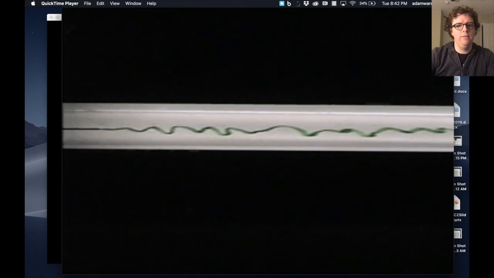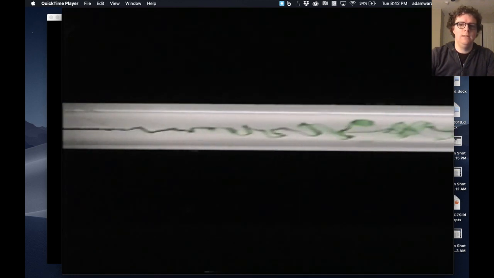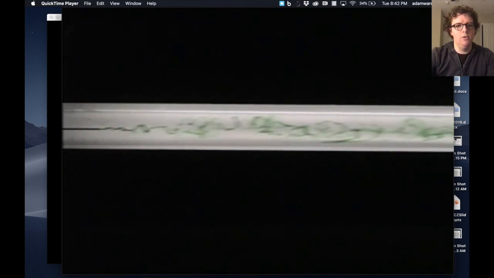You can maybe just make out some waves moving through there. And as the flow increases, so discharge through this tube is going up and up and up, you can see that that flow gets more and more turbulent. We continue to accelerate the flow, and we continue to get more random turbulent motion and mixing. And you can see that based on the dye.